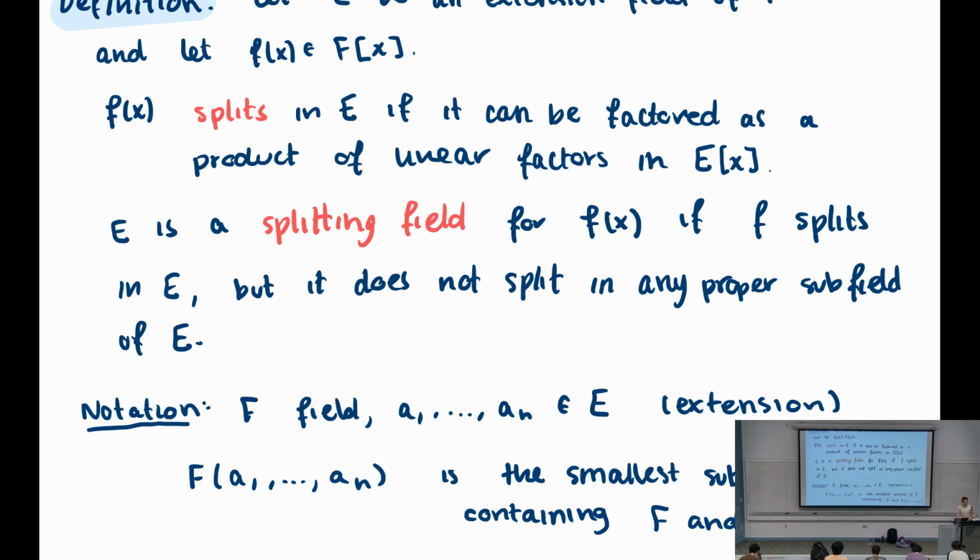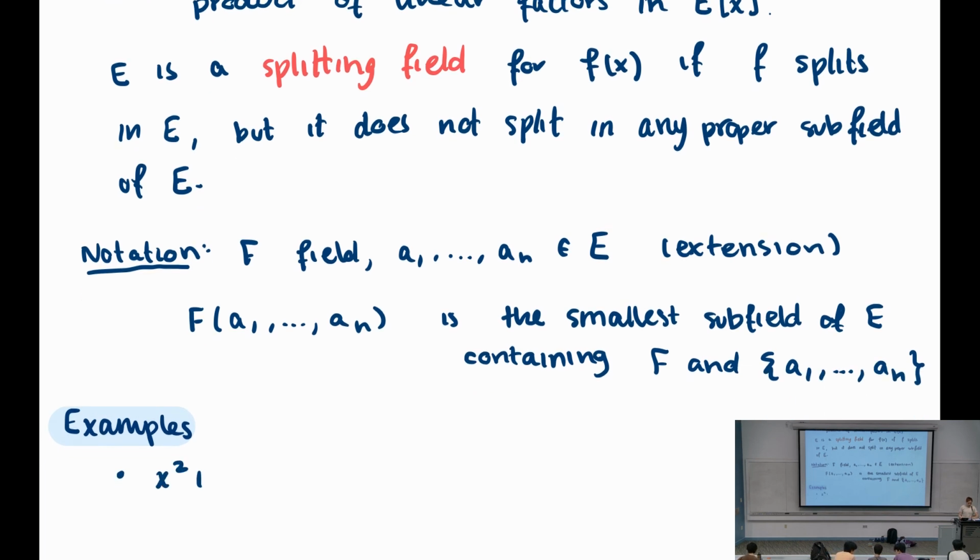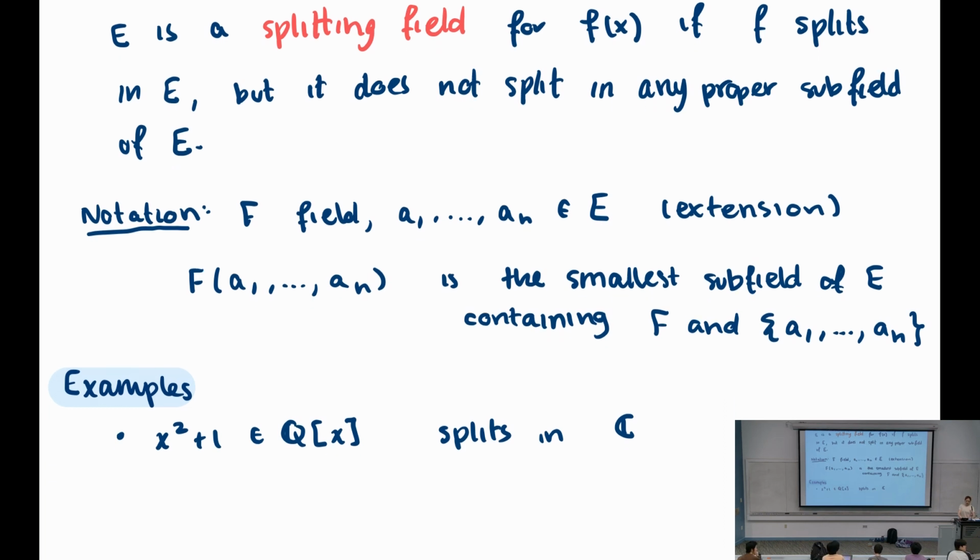Okay, so let's do some examples of splitting and splitting fields. Take the polynomial x squared plus 1 in Q[x]. What's a field where this splits? Yeah, so this splits in C. Is C a splitting field for this polynomial? No. Yeah, I saw people shaking their heads, so it's not a splitting field. What is a splitting field?